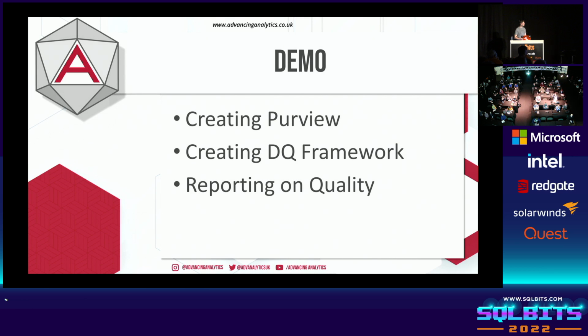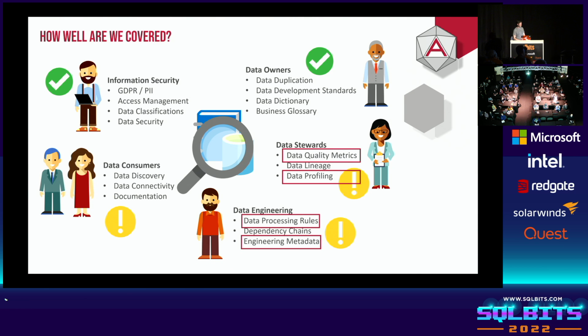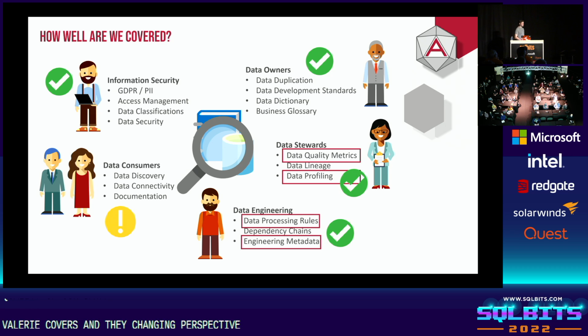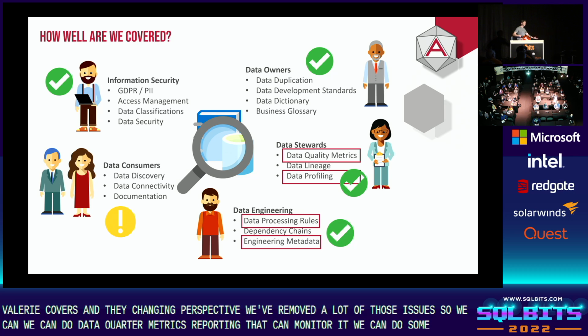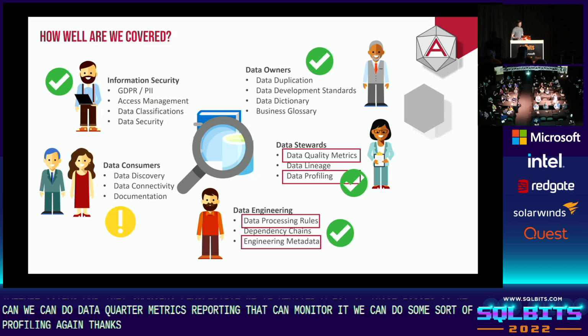Okay. So how well are we covered? From a data stewards and data engineering perspective, we've kind of removed a lot of those issues. So we can do data quality metrics. We can report on that. We can monitor it. We can do some sort of profiling. Again, things still need to be improved.